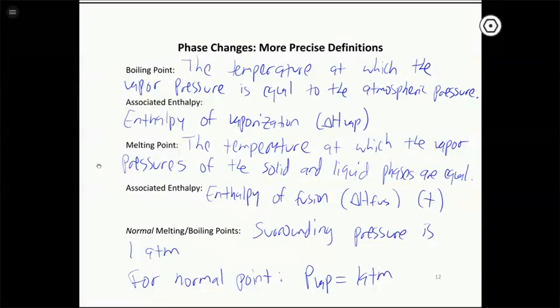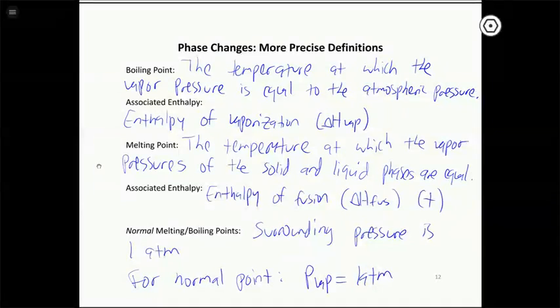So if you know the normal boiling point of a substance, you know that at that temperature, the vapor pressure equals 1 atmosphere. So whenever the boiling points of a substance are tabulated, that refers to the situation where the surrounding pressure is 1 atmosphere, which means once the vapor pressure equals that 1 atmosphere, you have boiling occurring.